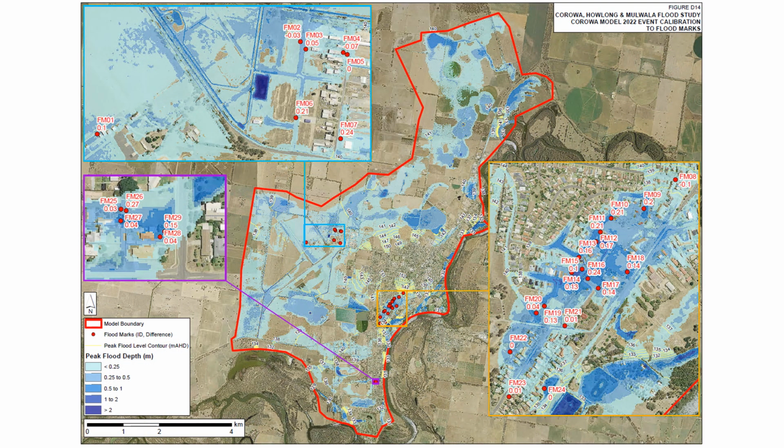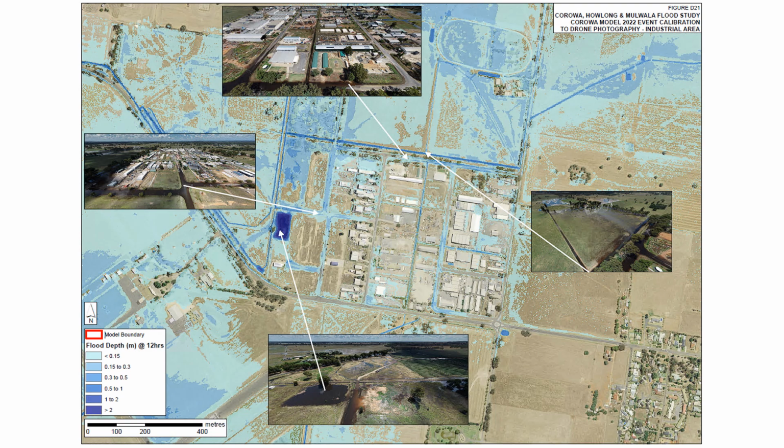For the local overland flood models, a calibration was undertaken for Corowa using the recent January 2022 storm event, where a range of data was available. Here, we can compare the model results with numerous surveyed flood levels, like is shown here. Comparisons were also made with community observations and photographs such as these.